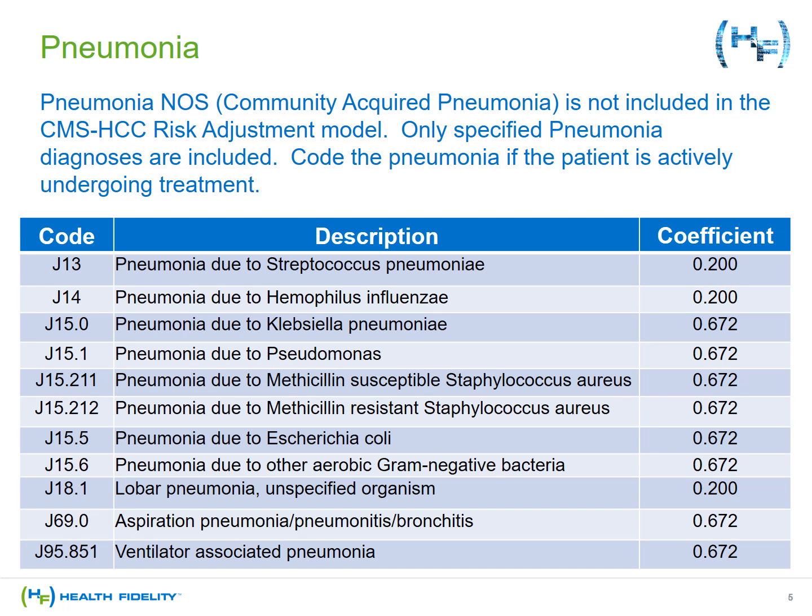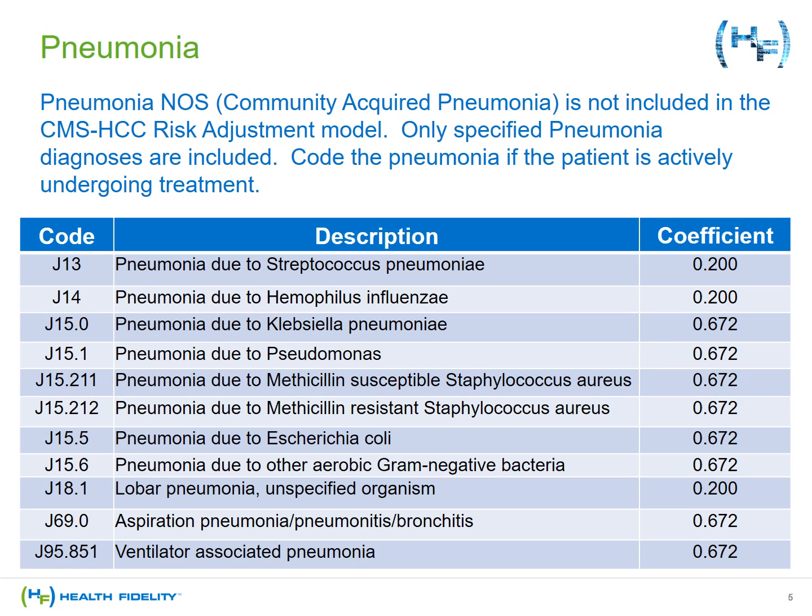ICD-10 provides for many specific diagnosis codes for pneumonia. However, pneumonia not otherwise specified or a community-acquired pneumonia is not included in the risk adjustment model and does not have an HCC coefficient. The only pneumonias that are applicable to risk adjustment are the specified pneumonias, and some examples are shown below. Again, you can only code for pneumonia while the patient is actively undergoing treatment.